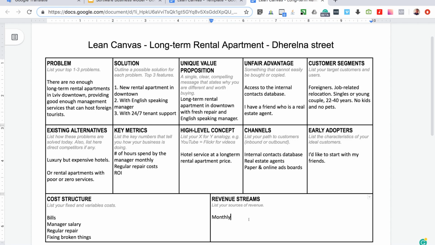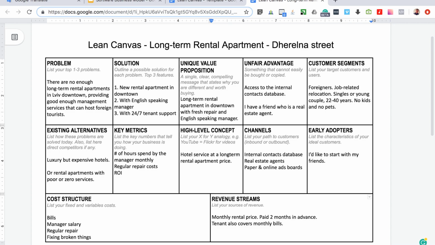This is monthly rental price. It's paid 2 months in advance, and also the tenant covers monthly bills. And this is it. We just defined a business model for my first rental apartment in Lviv city.